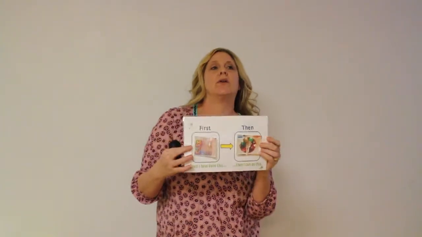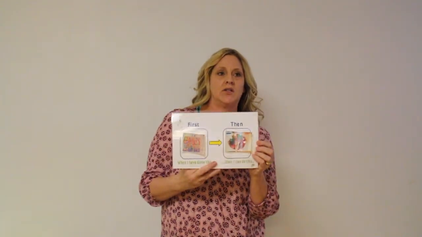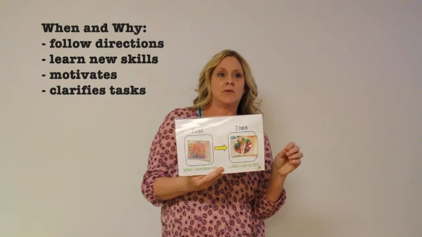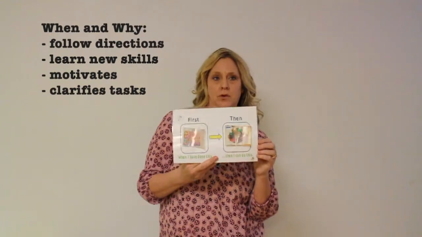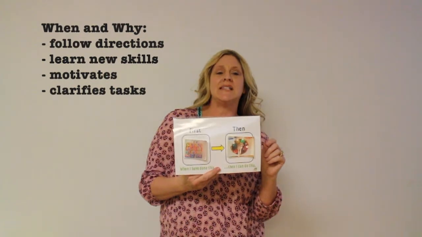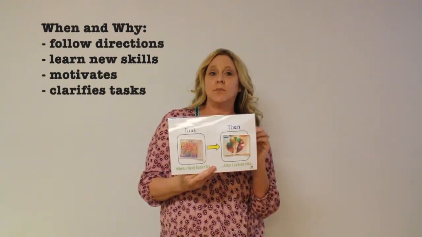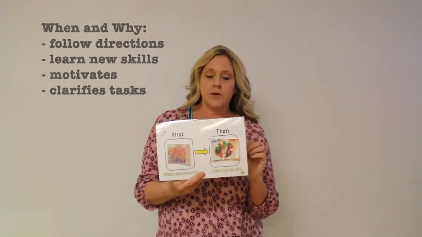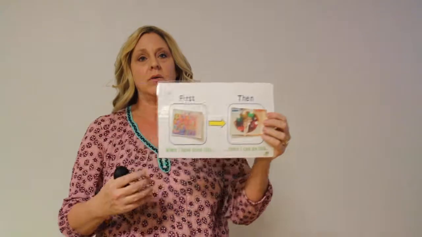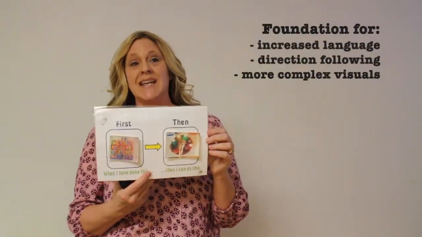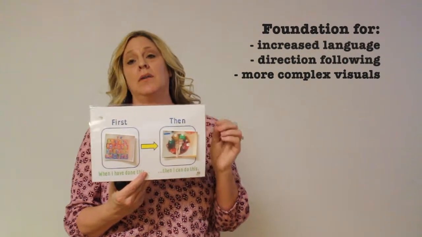So when is this board useful? And why is it going to be helpful in everyday situations? This first then board or card is going to help teach that individual with autism spectrum disorder to follow directions and help them learn new skills. It motivates them to do activities that they do not like and helps clarify when they can do what they do like or enjoy doing. At first, the first then board also is going to help lay the language foundation that's needed to complete multi-step directions and activities and to use more complex visual systems.